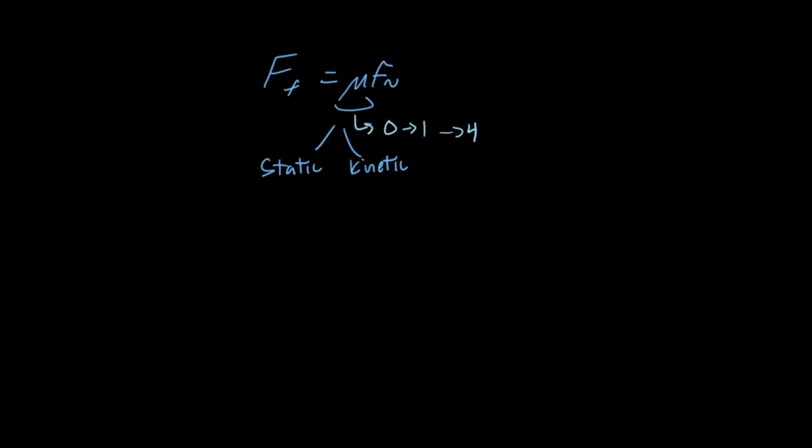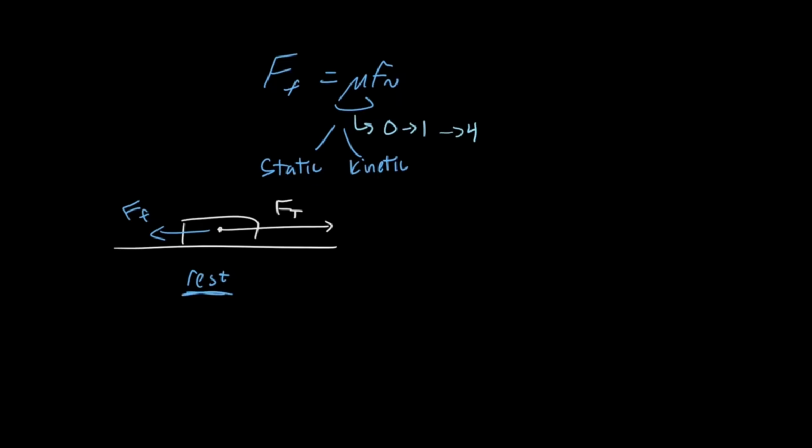So let's say we have a box on a surface and it is being pulled by some sort of Ft. That means that, if it's still at rest, there must be some force that is opposing it in the x direction as well. We're going to call that friction Ff. Right, and if it's at rest, it's called static because the box is static, right? It's not moving.